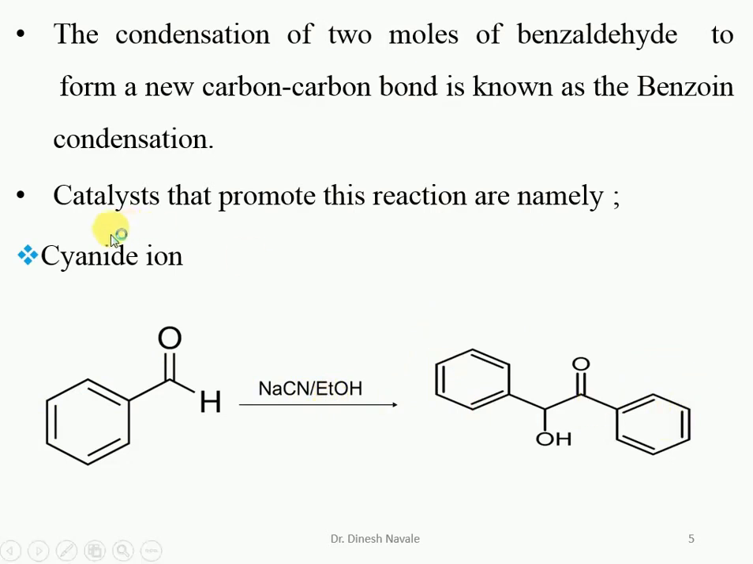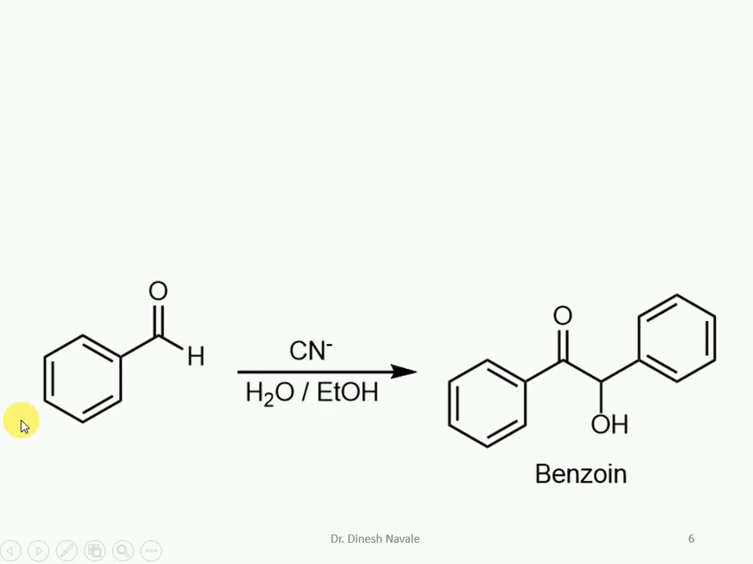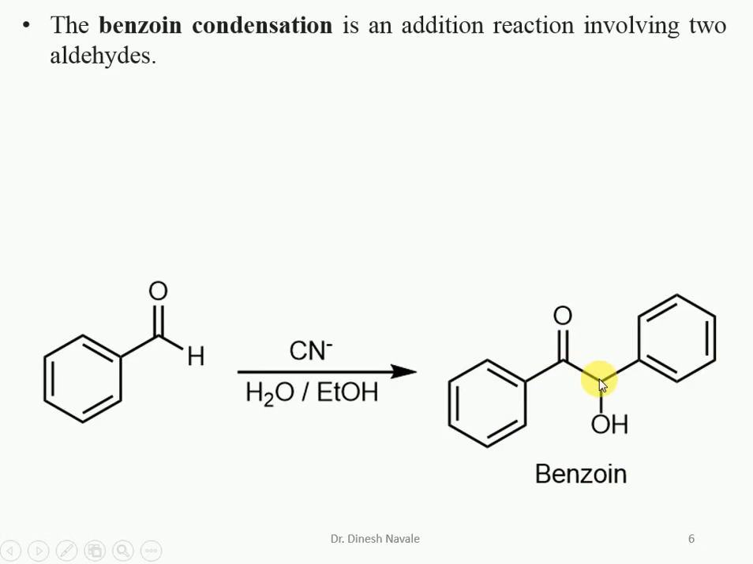For this reaction, cyanide ion is the catalyst and two molecules of the aromatic aldehyde are utilized as the starting material. This is also the same reaction: two molecules of benzaldehyde on reaction with cyanide ion as a catalyst in the presence of water and ethanol as the solvent will give benzoin as the product. So the benzoin condensation is the addition reaction involving two molecules of the aldehyde. That is the basic requirement.